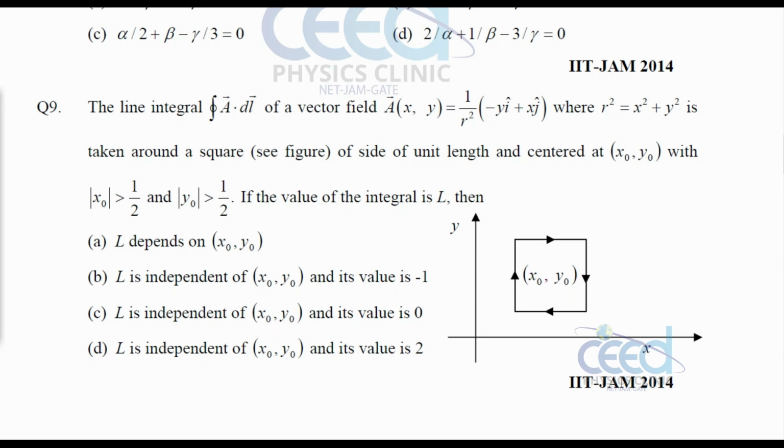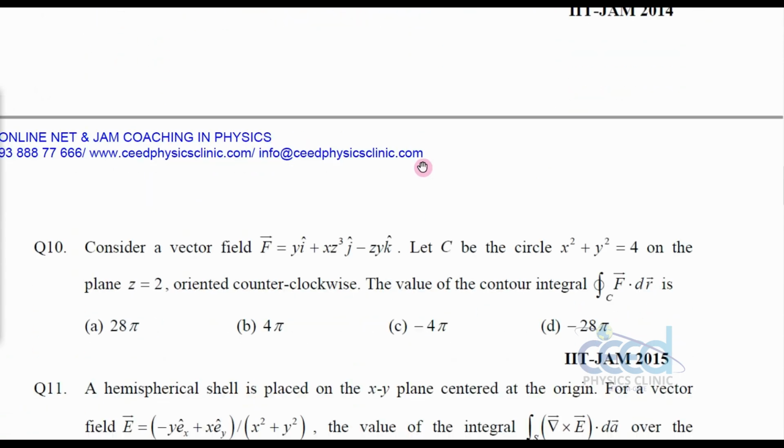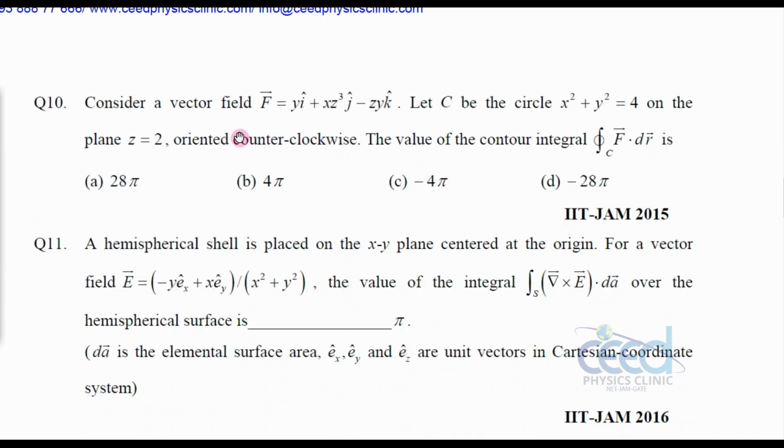Alright. Now let us go to another question. Consider a vector field F is equal to y I cap plus xz cube j cap minus zy k cap. Let C be a circle x square plus y square is equal to 4 on the plane z is equal to, oriented counterclockwise. The value of the contour integral, curved integral f dot dr, right? So this is the question. So we need to calculate curved integral f dot dr, right?